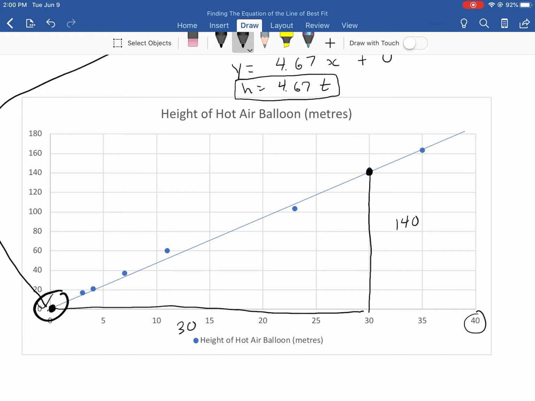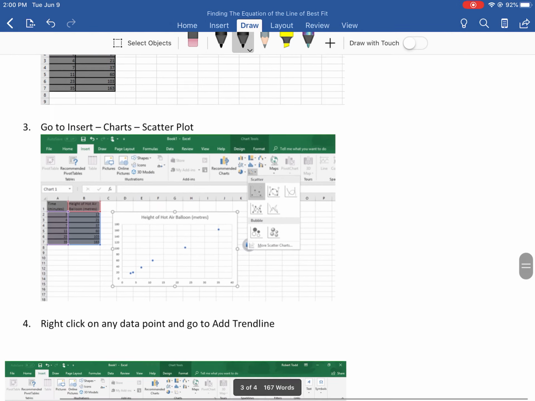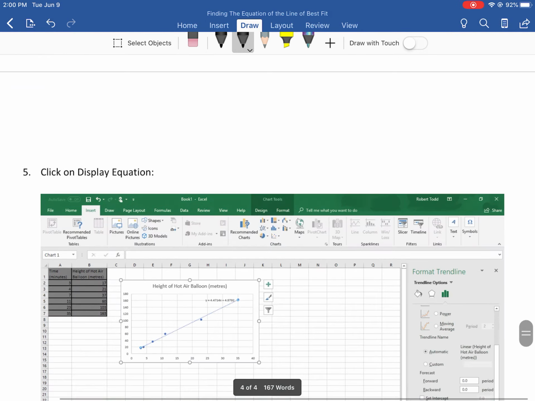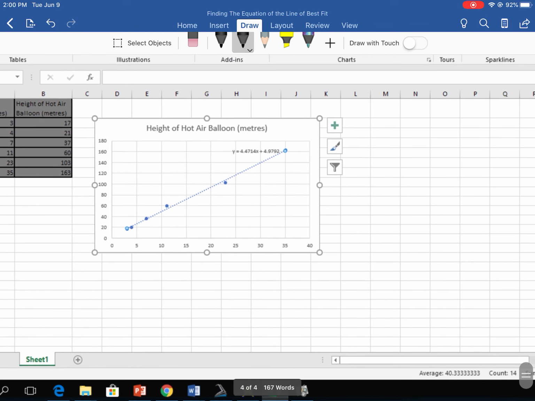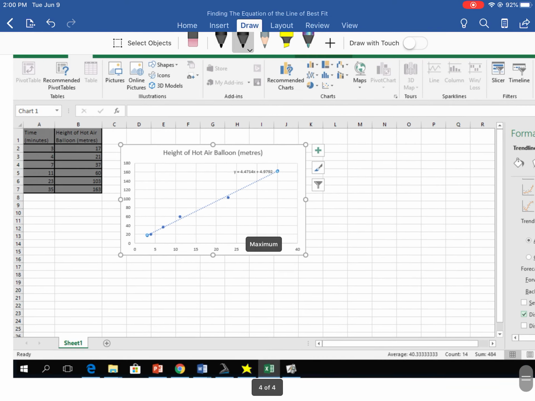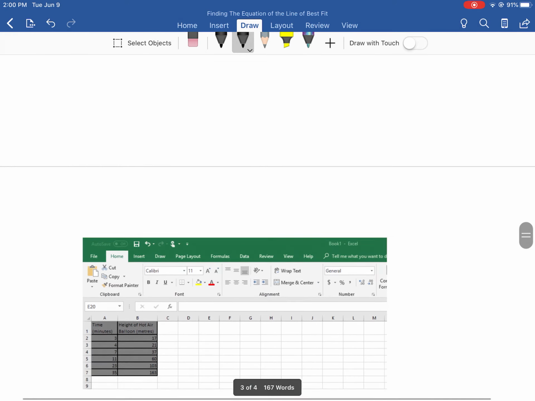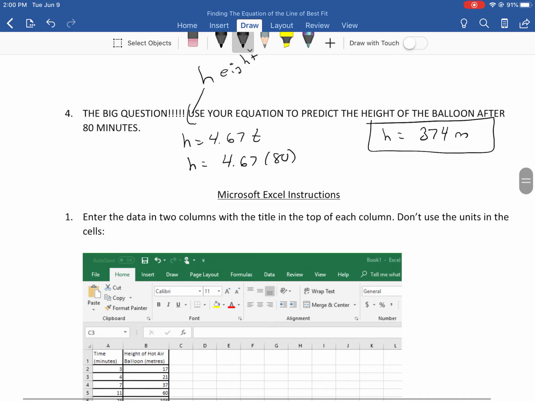The answer, if you use their equation, will come out pretty close. In fact, I want to check it now. I want to see how close it comes out to. So what did they say? We want it after 80 minutes, right? So zoom in again. 4.47. So 4.47 times 80 minutes, and then plus 4.97. So the computer answer came out to 363 meters.